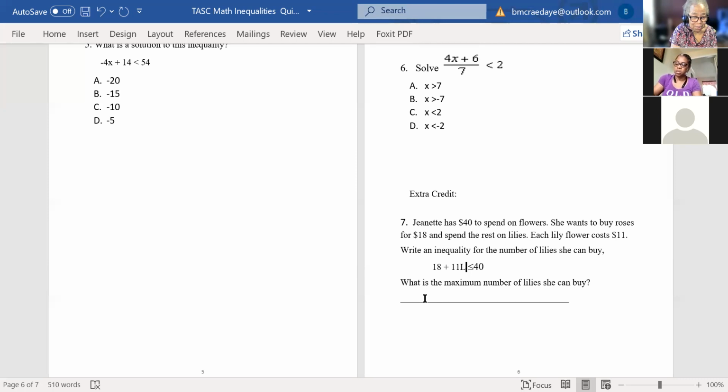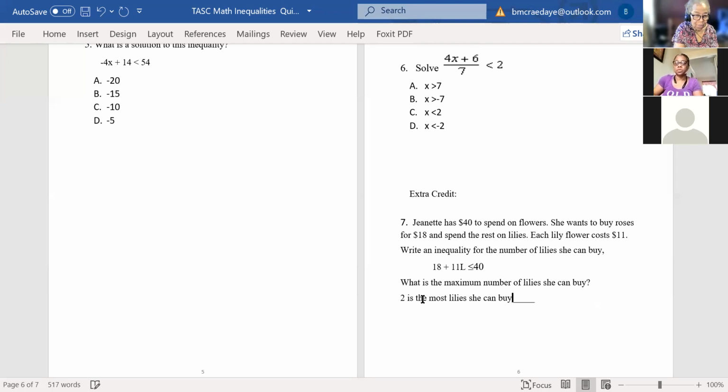So what is that equal to? 18 from 40 would be 22. And then divide by 11, 2. So L is equal to 2. The most lilies she can buy is 2.